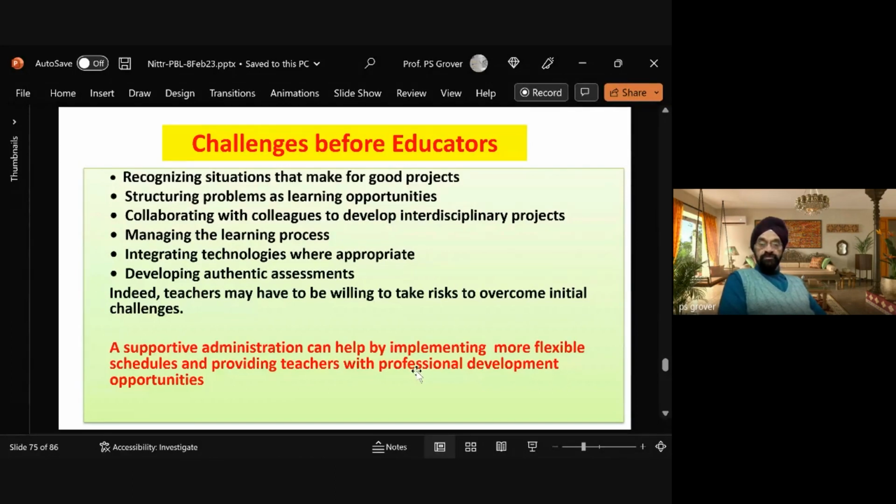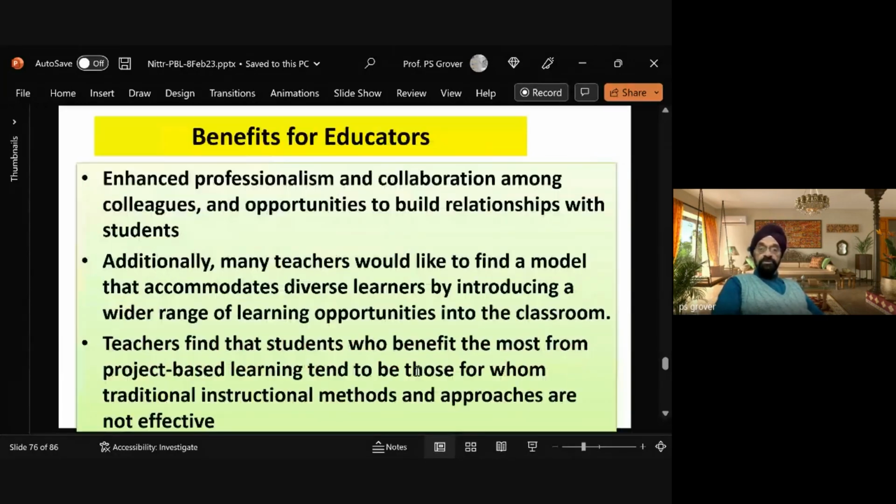Indeed, teachers may have to be willing to take risks to overcome initial challenges. Now here, not only this, in our traditional system it is "course khatam karo", let us finish the syllabus. Let us say they're all time bound. Here there will be constraints. It will be flexible. A more supportive administration can help by implementing more flexible schedules and providing teachers with professional development opportunities. Teachers also need to be exposed to these newer ways of learning and doing things.